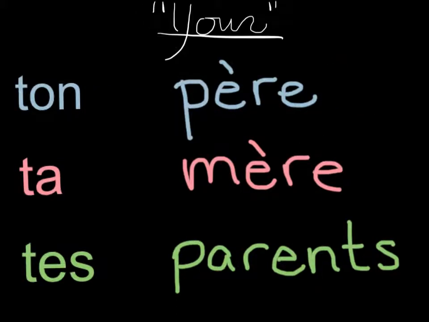Next, the word for your. We're going to talk about what's mine and what's yours. So, just like we have mon, ma, mes, we have ton, ta, tes. And it's ton, ta, tes depending on whether the word that follows is masculine, feminine, or plural. So just like we saw with mon, ma, mes. Père is masculine, so if it's your, we're always going to see ton before it. Mère is feminine, so if it's your, we're always going to see ta before it. Parents is plural in this case, so anytime we see parents and it's your, tes parents. Ton père, ta mère, tes parents.